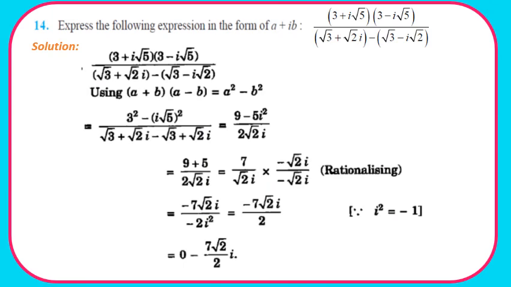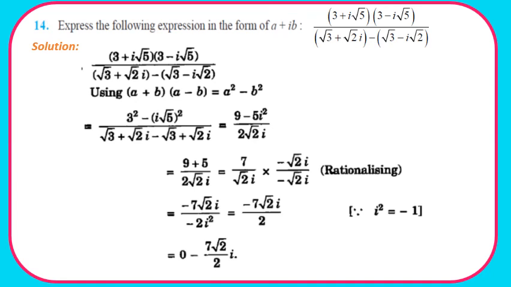Moving to question 14. Express the following expression in the form of a plus ib, and the number is (3 plus i root 5) multiplied by (3 minus i root 5) upon (root 3 plus root 2 i) minus (root 3 minus i root 2). So in the numerator we have (a plus b) into (a minus b). We get 3 square minus (i root 5) whole square upon, and opening the bracket in the denominator, we get root 3 plus root 2 i minus root 3 plus root 2 i, which is equal to 9 minus 5i square upon 2 root 2 i. And since i square equals minus 1, we get 9 plus 5 upon 2 root 2 i.